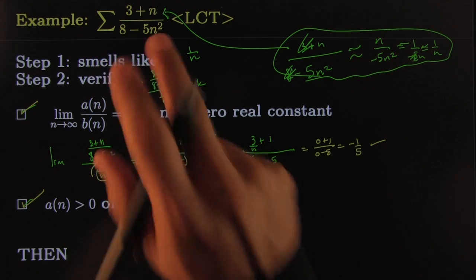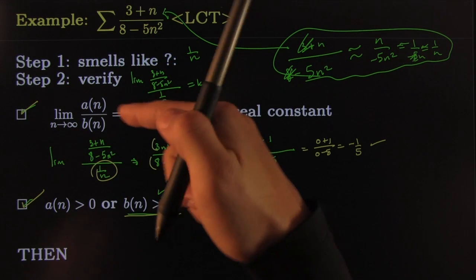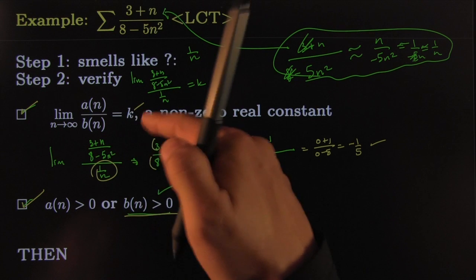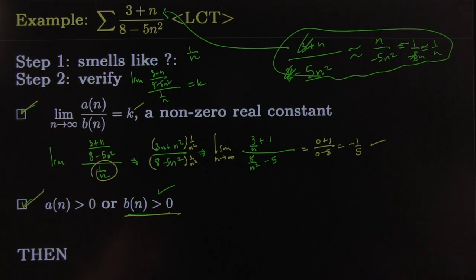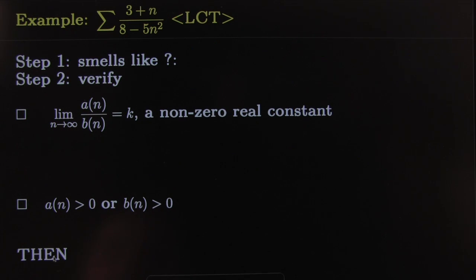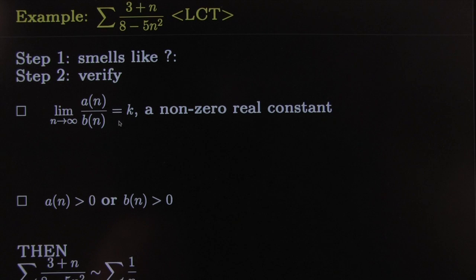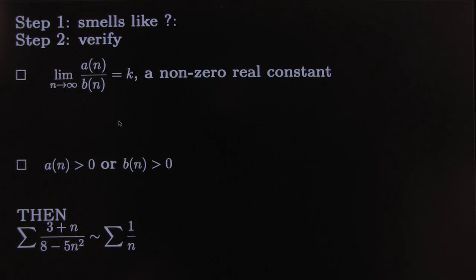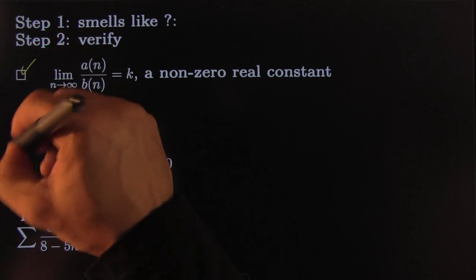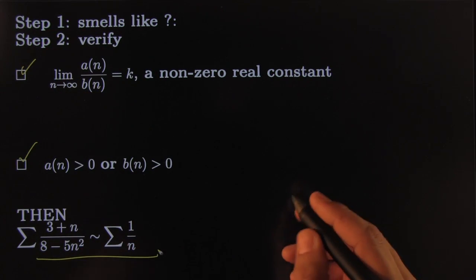Alright, so anyways, we've verified our two conditions, that the limit of the quotient is a constant and one of them is positive. That's it. Then we get to the good part. Well, it was all good, right? Based on us verifying this step and that step, we can declare that these two are similar.